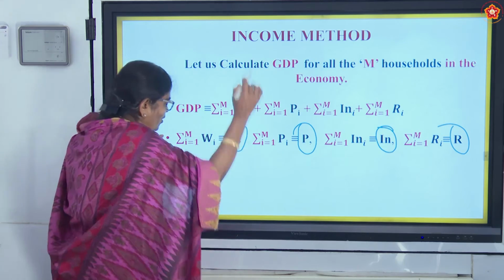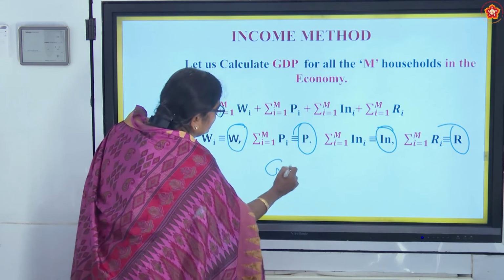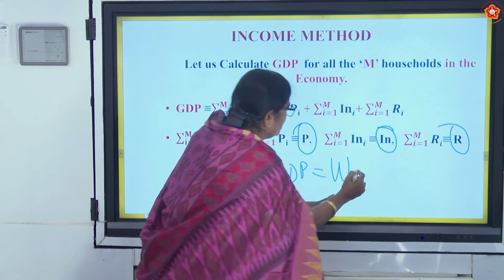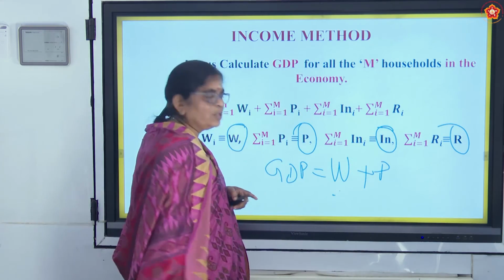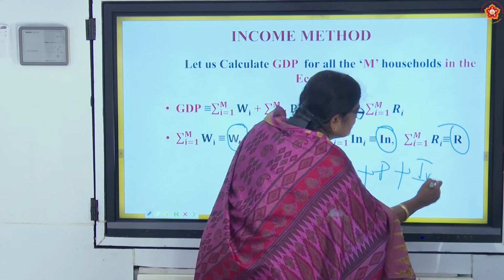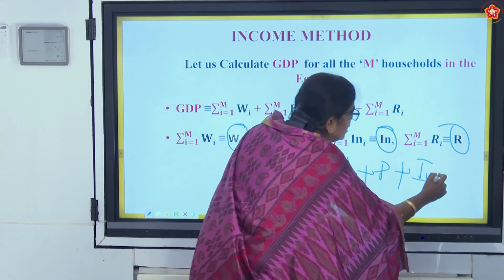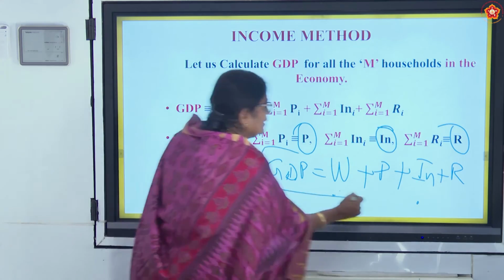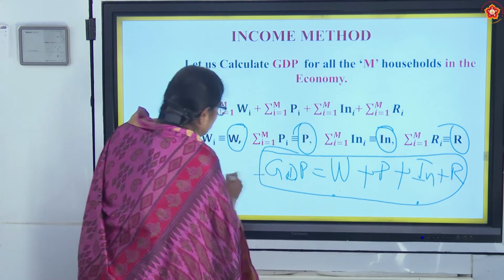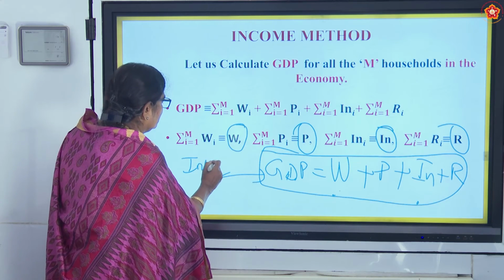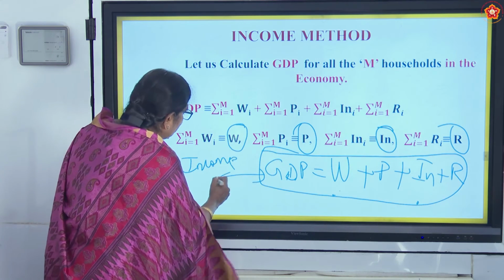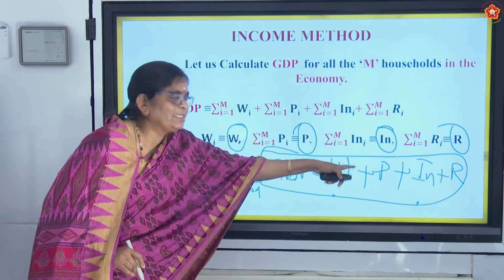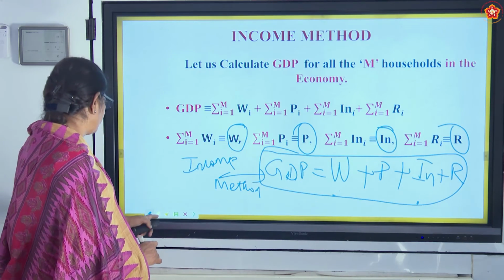What is then GDP? GDP is the summation of all these factor payments. GDP is nothing but the wages received by all the households in the economy, plus profit received by all the households, plus interest received by all the households, plus rent received by all the households. This is the GDP by income method. Income is received in the form of factor payment. This is the income method. GDP equals W plus P plus IN plus R for the whole economy.